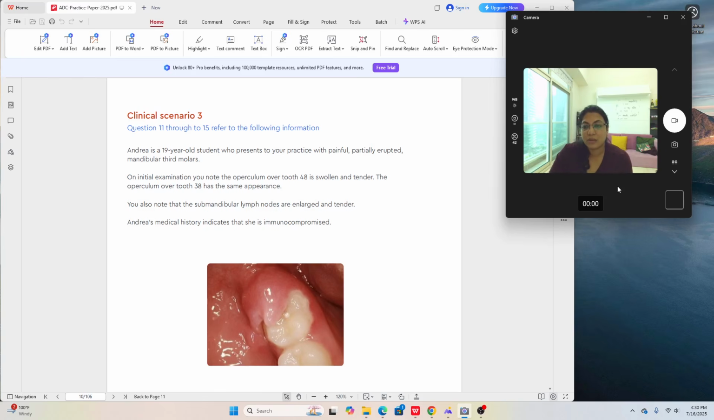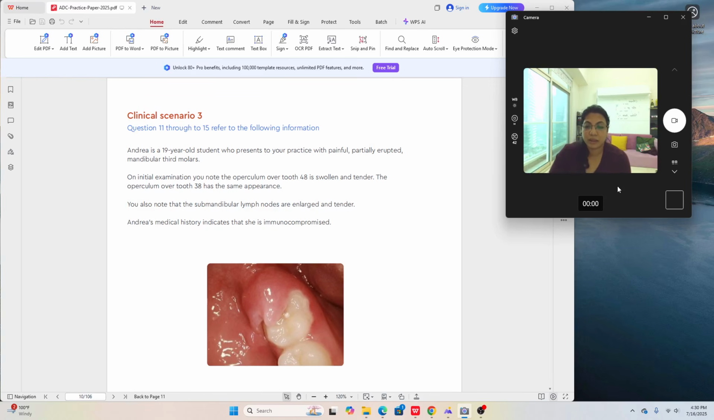Andrea is a 19-year-old student who presents to your practice with painful, partially erupted mandibular third molars. On initial examination, a basic clinical examination, the operculum over tooth 4-8 is swollen and tender, like you can see on the picture. The operculum over tooth 3-8 also has the same appearance. Now, you also note that the submandibular lymph nodes are enlarged and tender. These are the submandibular lymph nodes. If these are enlarged and tender, that means there is quite a lot of infection going on.